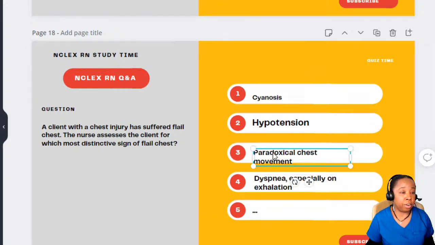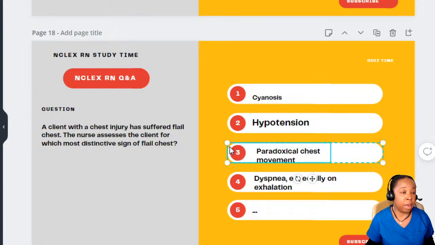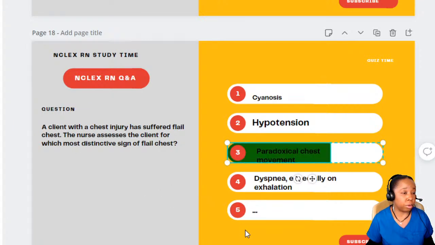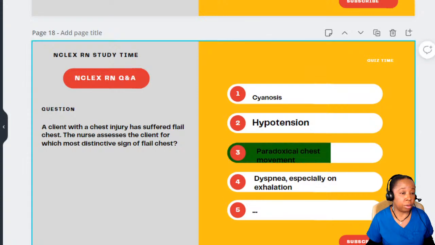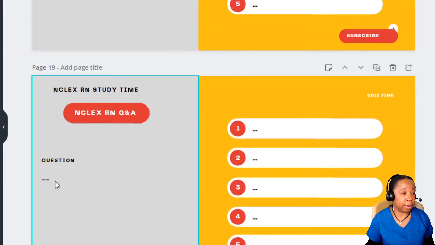The answer is paradoxical chest movement. The movement of the chest will not be symmetrical. It will be abnormal. So let's go for the next one.